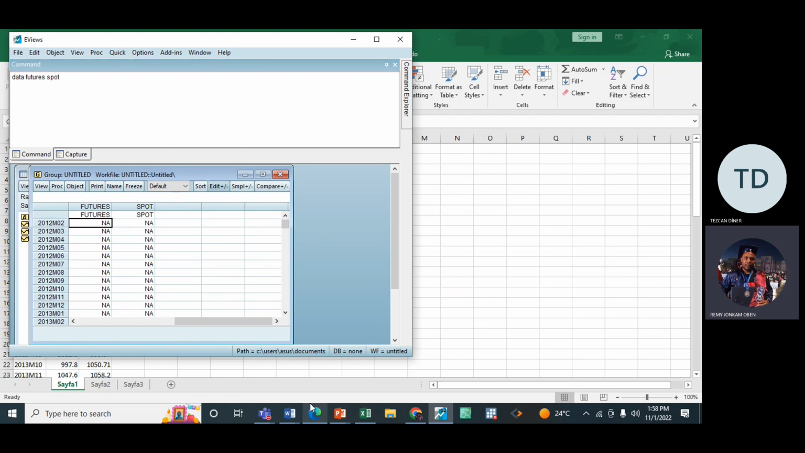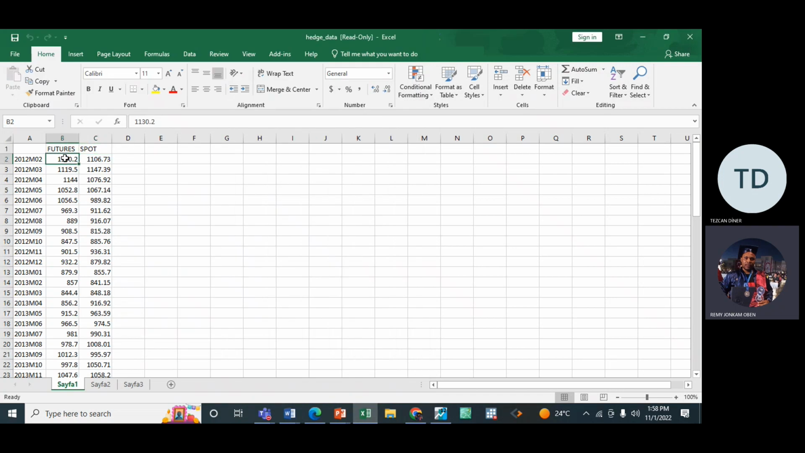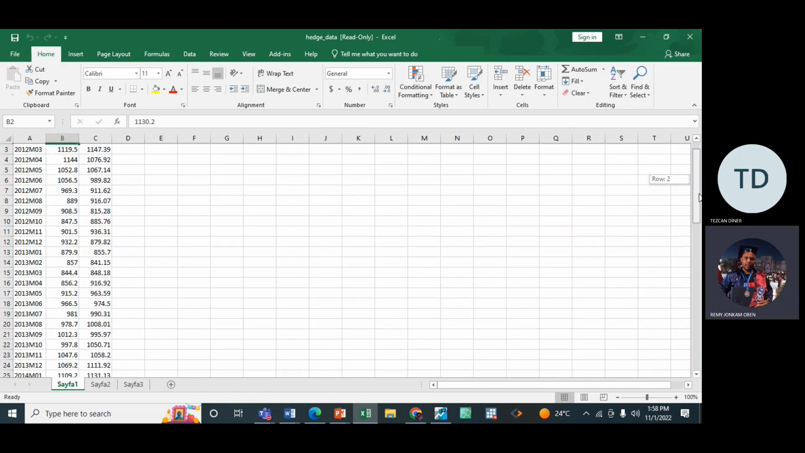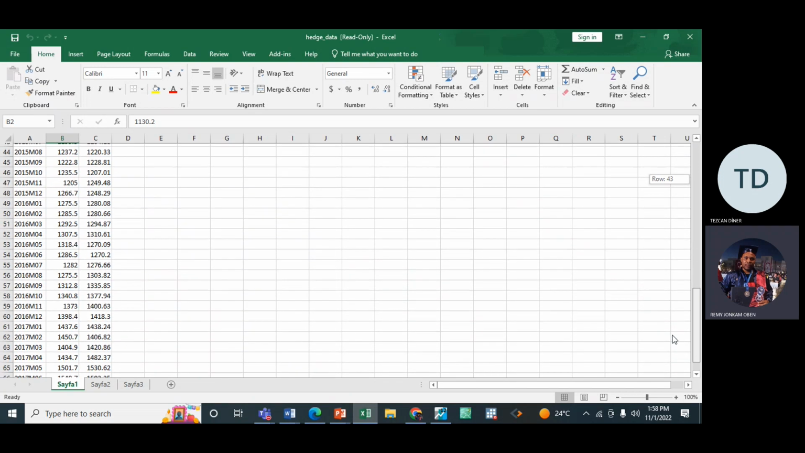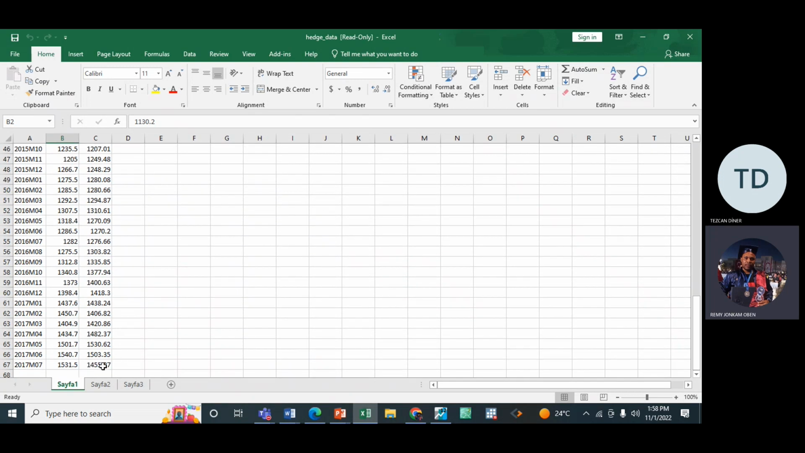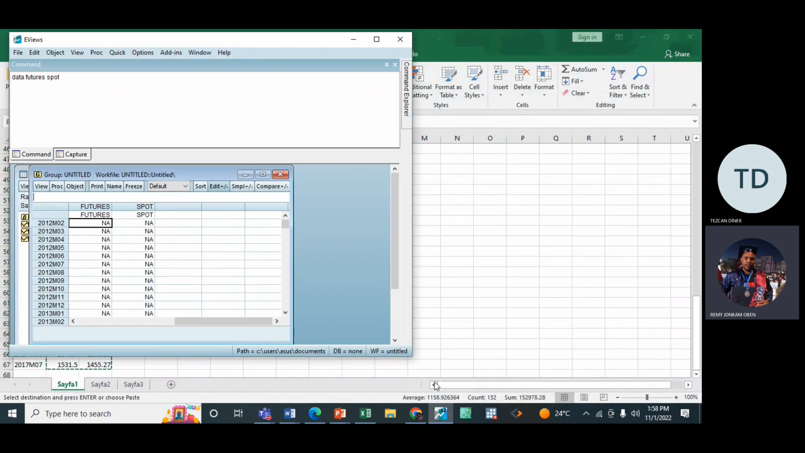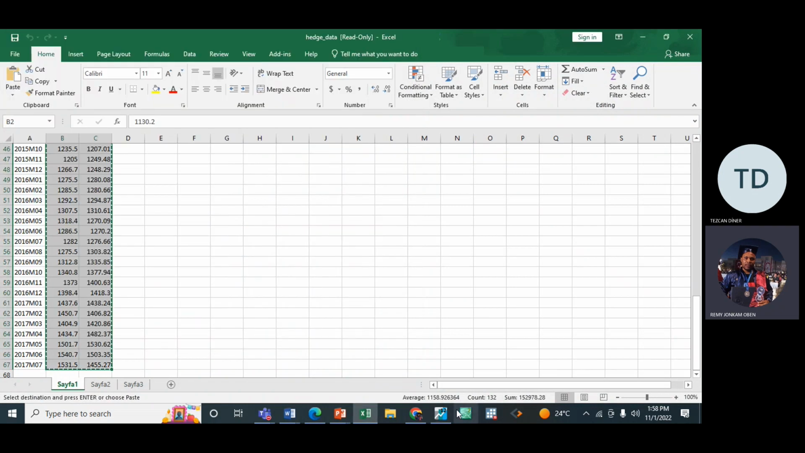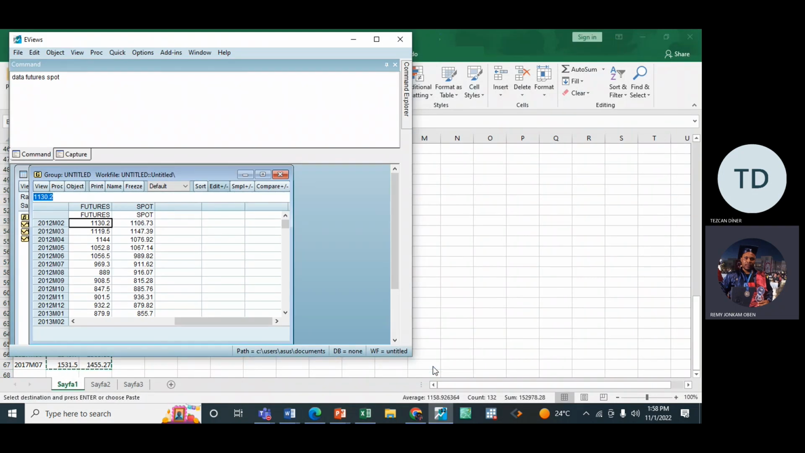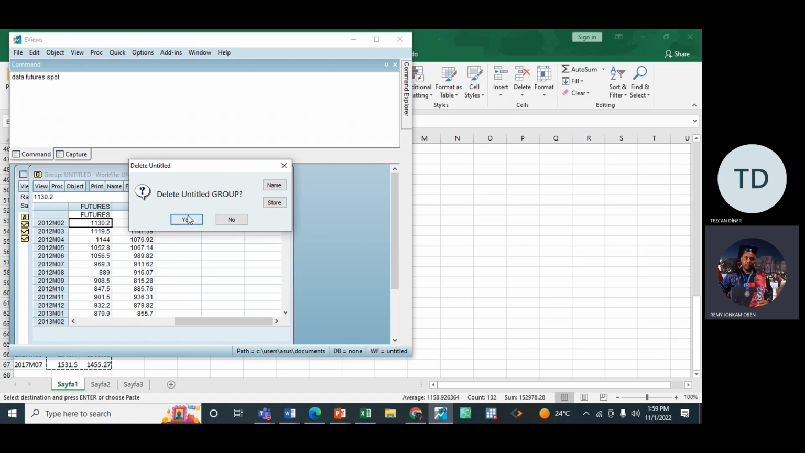What's the next step? Copy and paste. Copy just the data. I'm copying just the data. I have to paste it in the first cell, right? Paste. Okay, I pasted my data, so I can delete it. Delete.